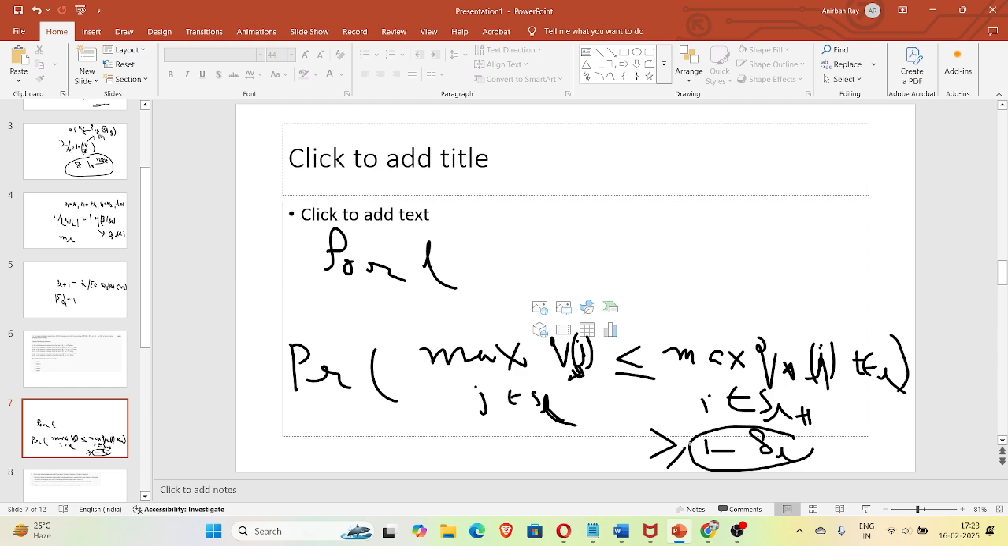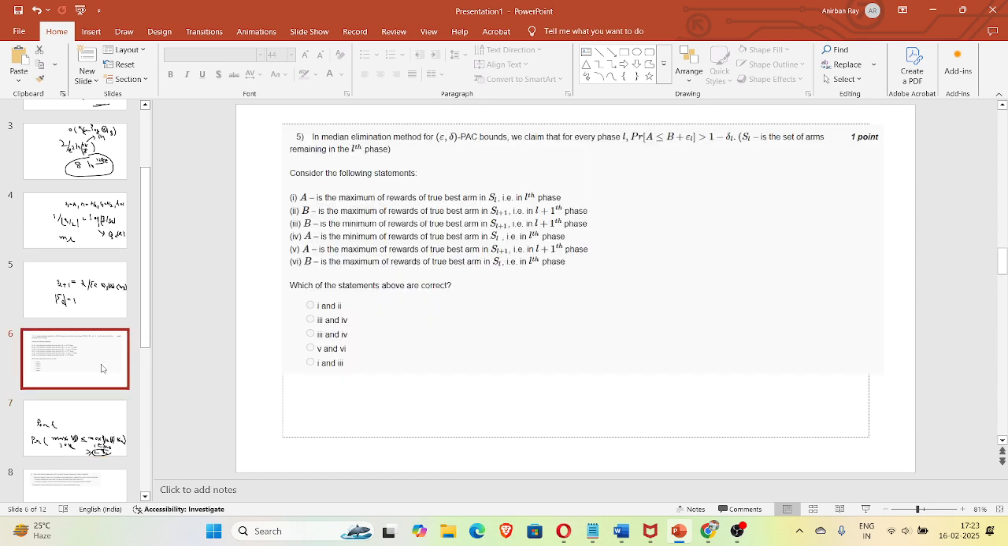This is the lemma of the median elimination algorithm. Upon analyzing this lemma, we can get the answer. As you can see, it is the maximum of the reward of the true best arm in S_l, that is in the lth phase, and it is the maximum of the rewards in the (l+1)th phase. So that is what is written. So the answer is 1 and 2. Any doubt?